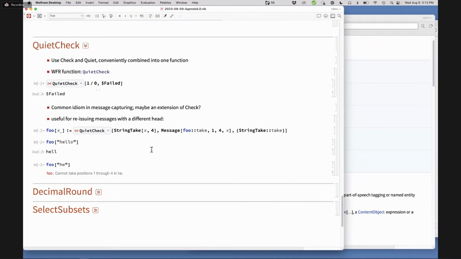Quiet check is mostly a convenience function. It's a fairly common idiom of I want to quiet all or some subset of messages, and then I want to do something if a message occurs, either to recapture messages and issue them with a new head, or to give some sort of failure state. It's not anything that can't be accomplished with quiet and check together, but it's a pretty common idiom, so it may make some sense to combine it into a single function.